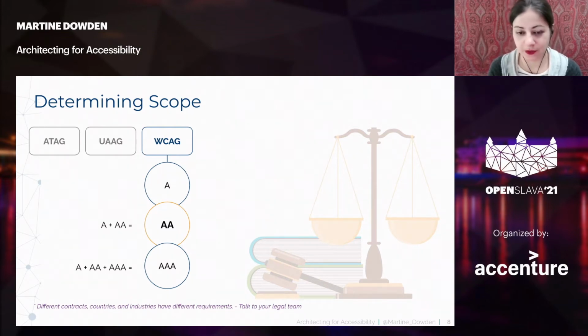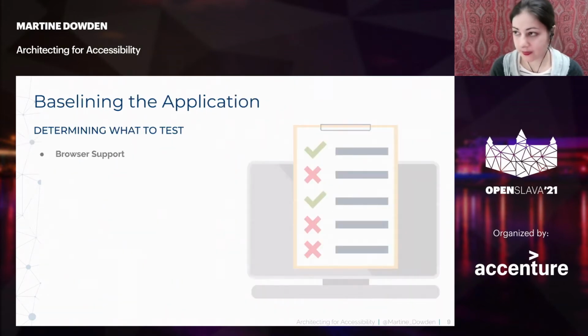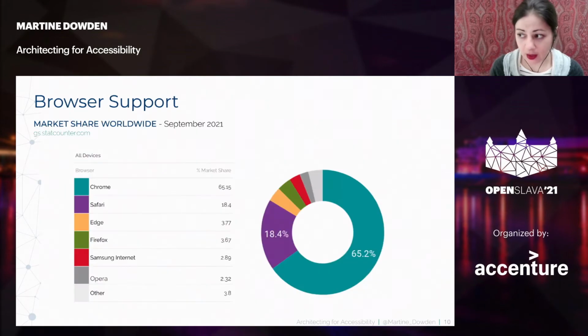And so that's where you really need to be talking with your legal team when you're deciding that you're going to go down your accessibility journey, to really understand what standards you're going to follow. So now that you've established your standards and what requirements you need to be following, you need to determine, okay, what browsers are we going to support? Because there's a lot of browsers out there.